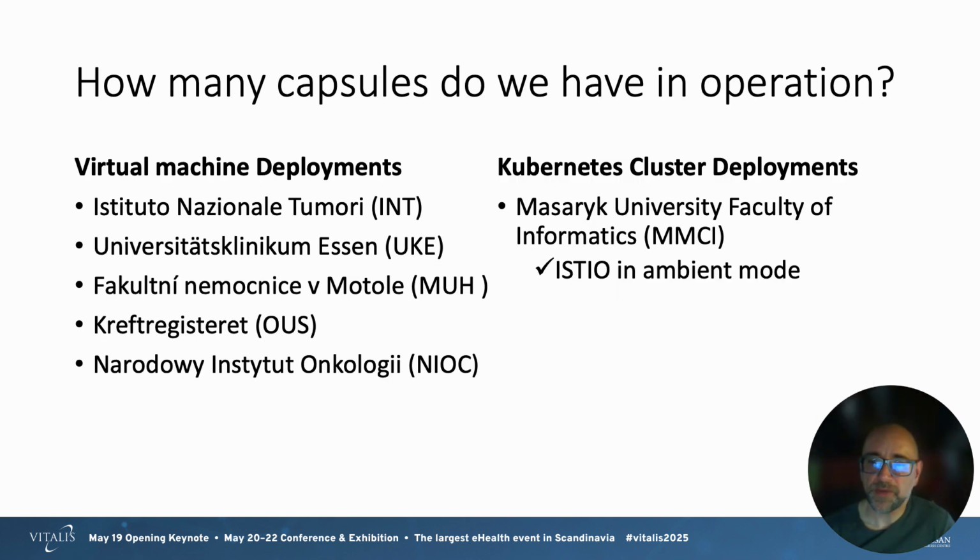So how many capsules do we have in operation right now? We have 6. 5 are virtual machine based, so they went through the whole process of deploying everything from scratch. And 1 is Kubernetes based and has been deployed directly on their own Kubernetes cluster.